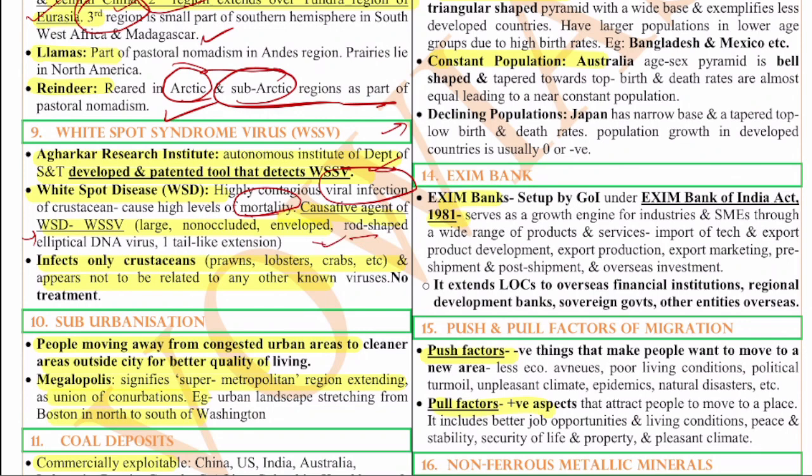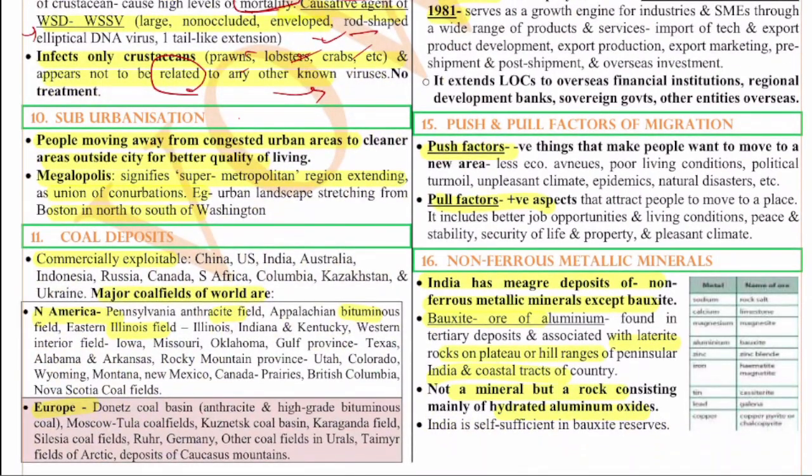One tail-like extension is there. It infects only crustaceans, that is prawns, lobsters, crabs, etc., and appears not to be related to any other known virus, and there is no treatment for this. So white spot syndrome is a virus that will infect crustaceans like prawns, lobsters, crabs, etc. Okay, so remember this.